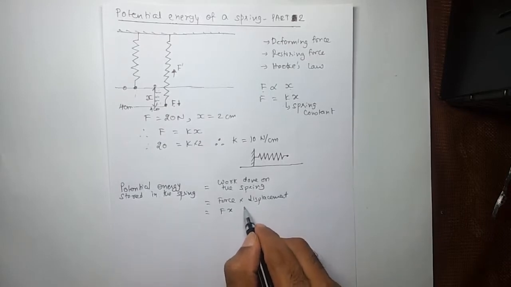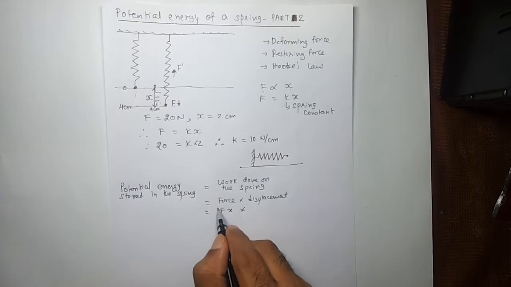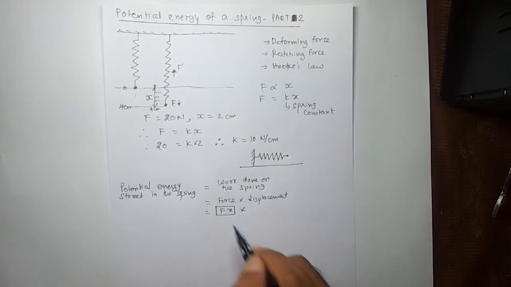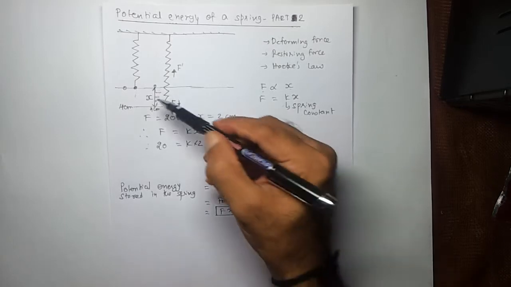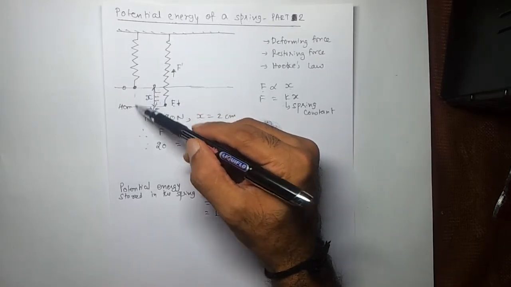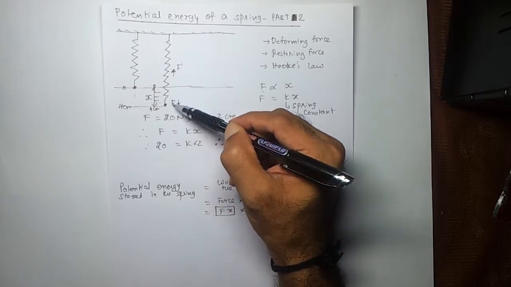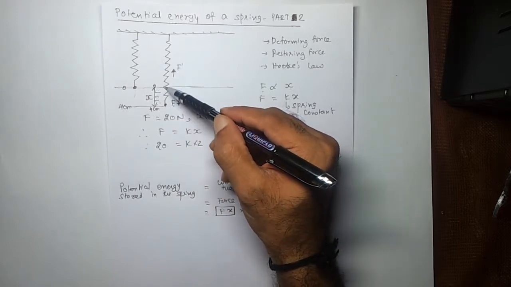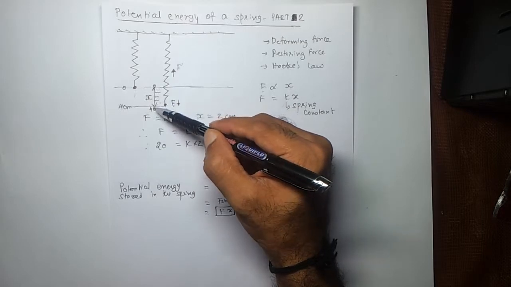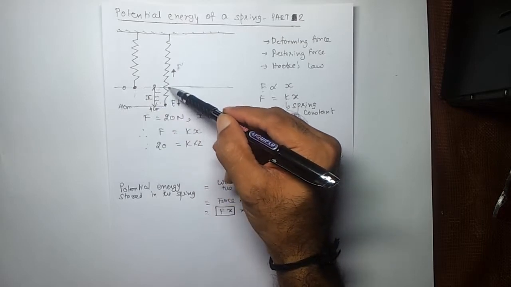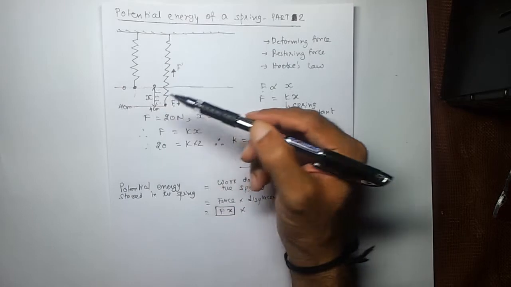But this is not right. This is wrong, right? So let me get this off. Why is it wrong? It is wrong because for this elongation to happen from 0 to x, the force which was applied is not constant. It keeps on increasing as we move from 0 to x. So I cannot take F as a constant force for this elongation x.